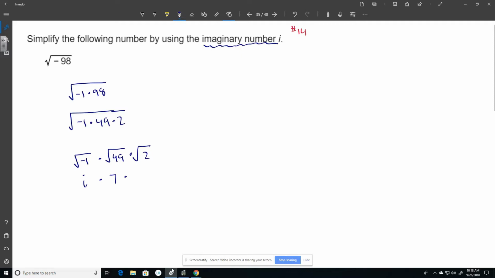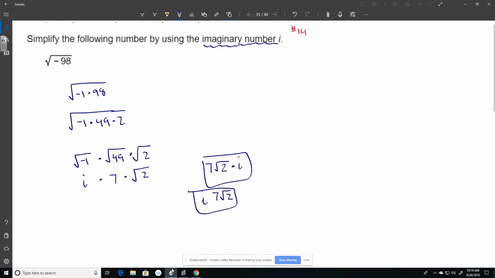Square root of 2, I don't know. So I'm going to leave that square root of 2. So when I rewrite my answer, I like to put my whole numbers first, then my square root, 7 square root 2, and then my i at the end, times i. Please don't accidentally put the i underneath the square root. It's not underneath the square root anymore. It's out in front. If you like doing i 7 root 2, either of those are the correct answer.